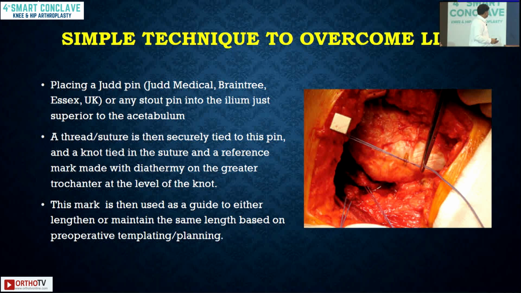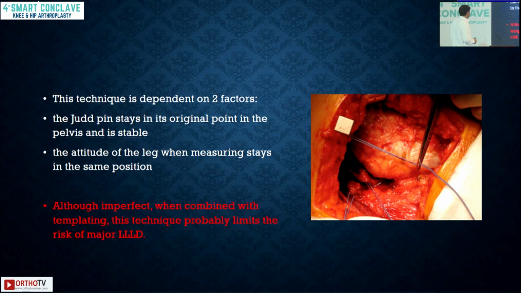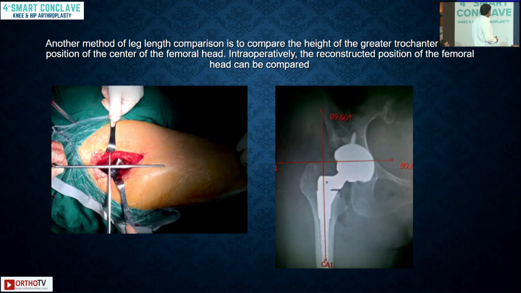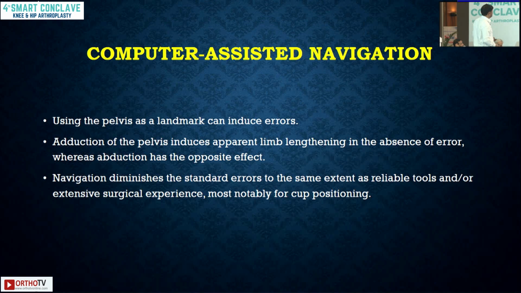One simple technique is that you put a pin in the ilium superior to the acetabulum, and then you mark on the greater trochanter area with a thread. Then you can easily do the releases and measure the distance, to see whether whatever you have planned, the lengthening if the hip is short, has been achieved. This is again one technique. Another we have been reading about for a long time is that the greater trochanter should be at the center of rotation. This is a rough technique, so you will not make huge errors. Like this you can do it, and then you can also take the image like this.